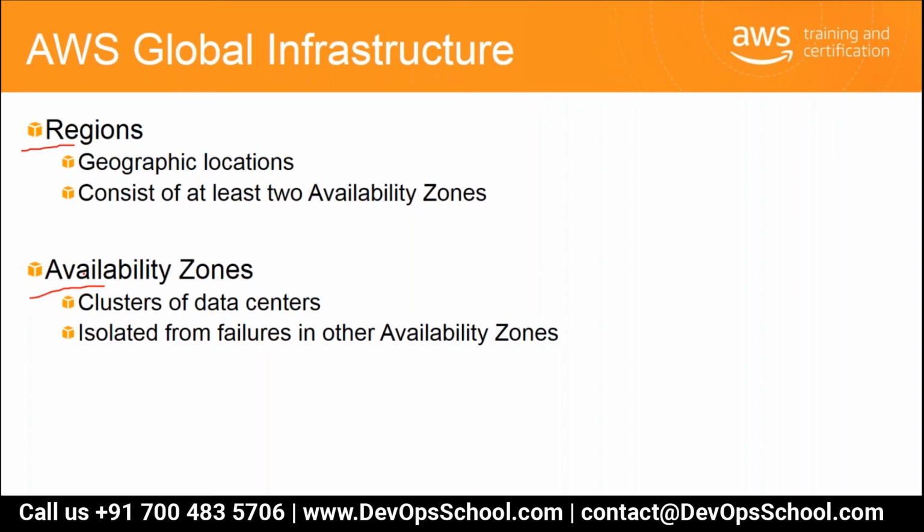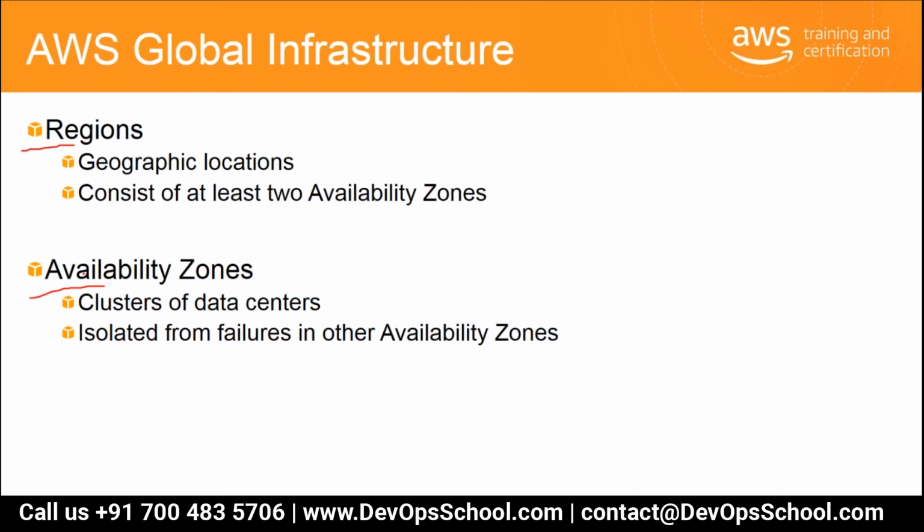It may refer to any specific location. Like in the US, there are regions, and in India we have Mumbai as one region. All right. So a region will consist of at least two availability zones. And what is an availability zone? An availability zone is a cluster of data centers. It will have one or more data centers, and each data center will be isolated from failures, and each availability zone is isolated from failures in other availability zones.